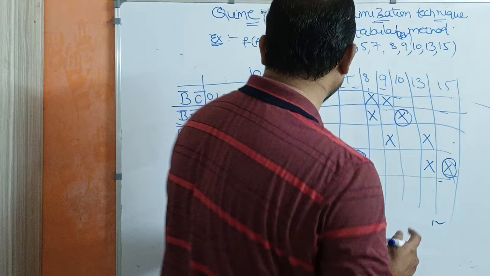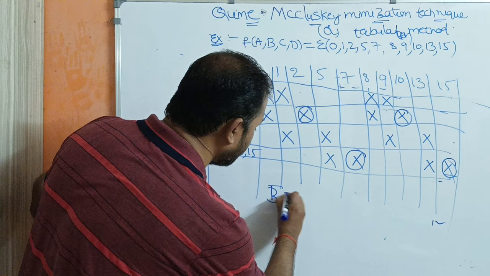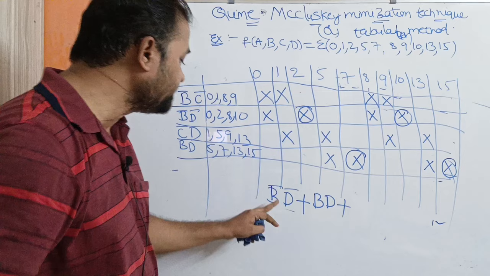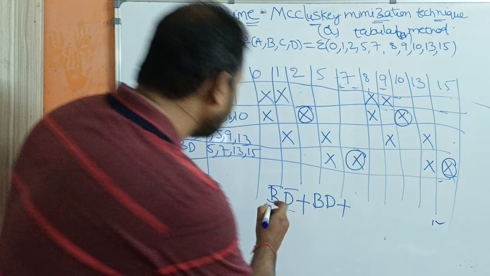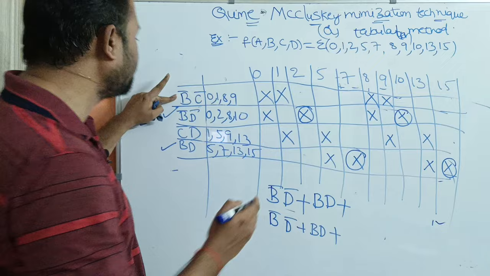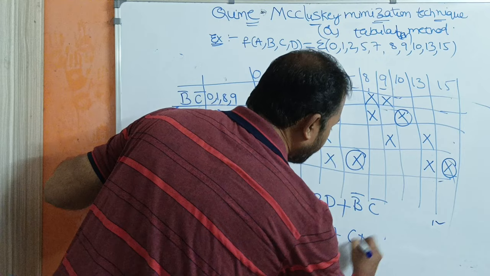So this combination is nothing but B bar D bar plus, if you observe this combination, BD. So these two are the essential prime implicants. So the solution may be B bar D bar plus BD plus C bar D, or the second solution is B bar D bar plus BD plus B bar C bar. So what are the remaining two? B bar D bar as well as BD. These two are essential prime implicants, and the remaining is B bar C bar or C bar D. So we may get this as the solution or this as the solution.